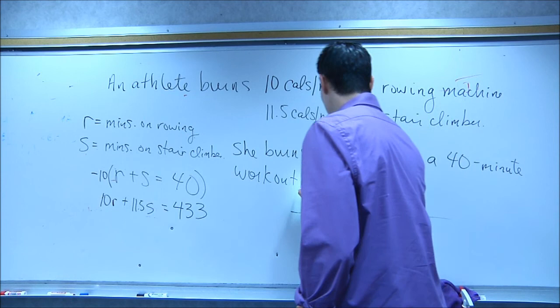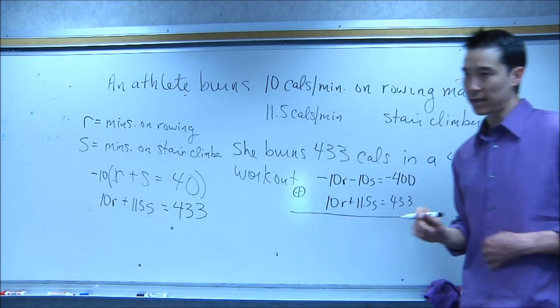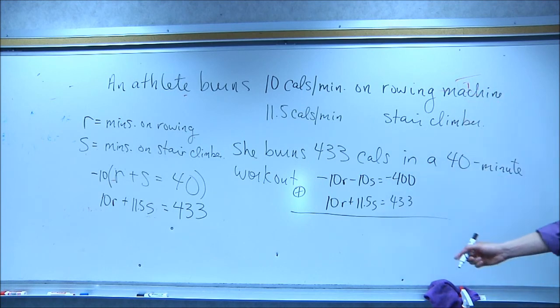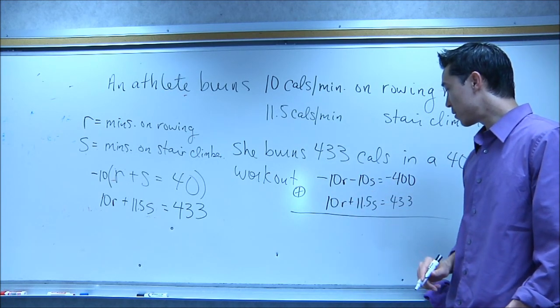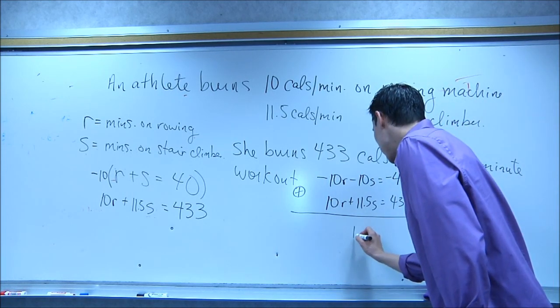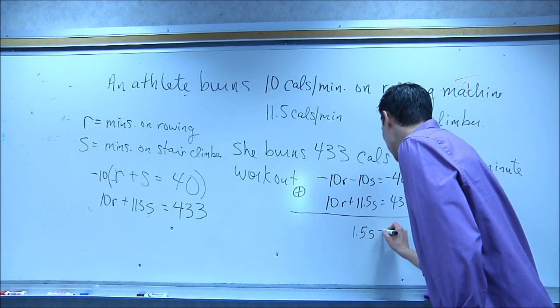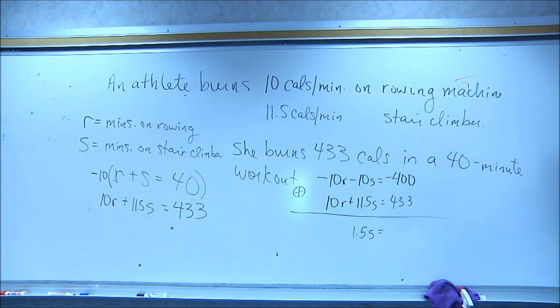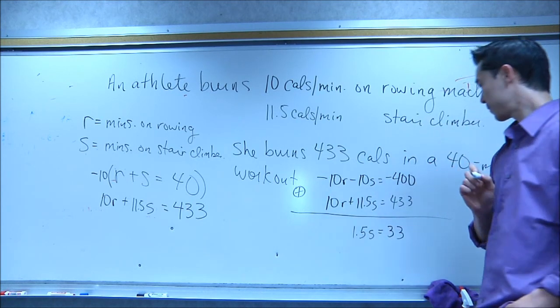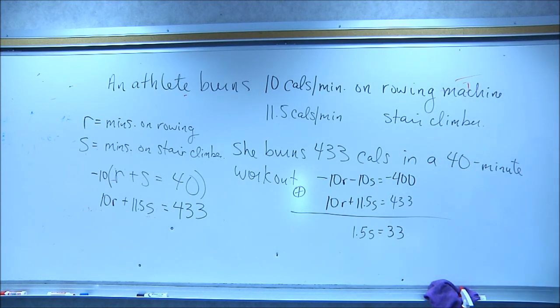Okay, addition elimination. I draw a big plus sign right there, and then I literally add straight down the columns. So a negative 10R and a positive 10R goes away. A negative 10S and a positive 11.5S will give me 1.5S. 1.5S equals 433 and negative 400 leaves what? 33.